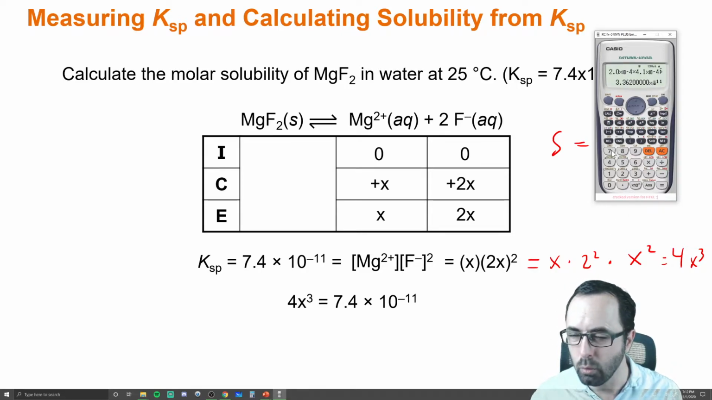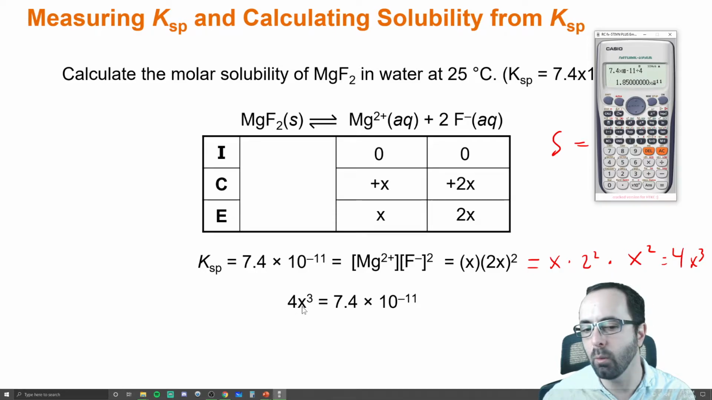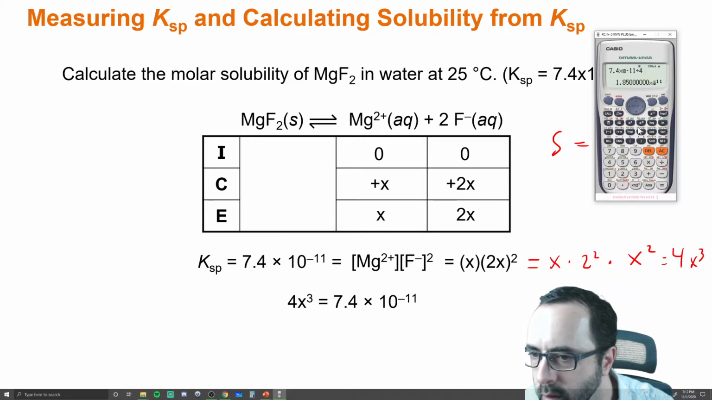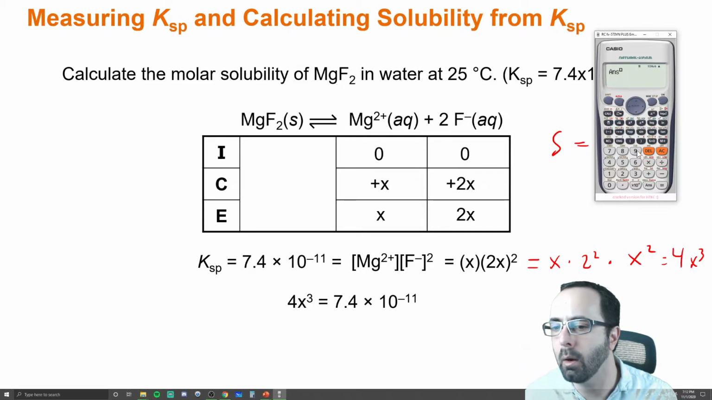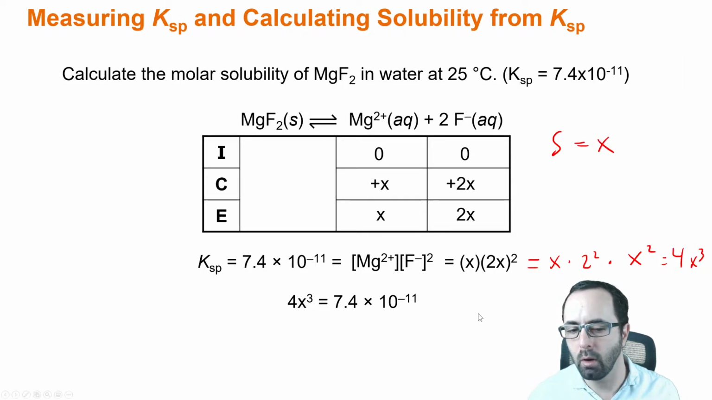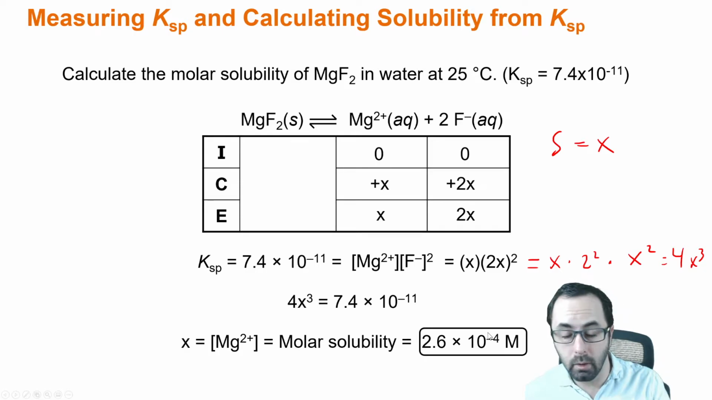So we're going to do 7.4 times 10 to the minus 11. And we're going to start by dividing by 4. And then we get 1.85 times 10 to the minus 11. And then we're going to take the cube root to get X. And so the easier way to do that is just to say to the 1/3 power. So I will use my x to the power, answer to the power of 1 divided by 3. That's the cube root. And so we get 2.6 times 10 to the minus 4. That is X. And that is the molar solubility.